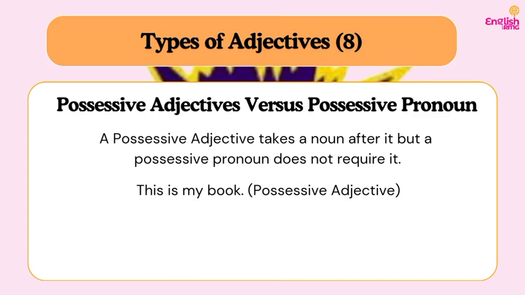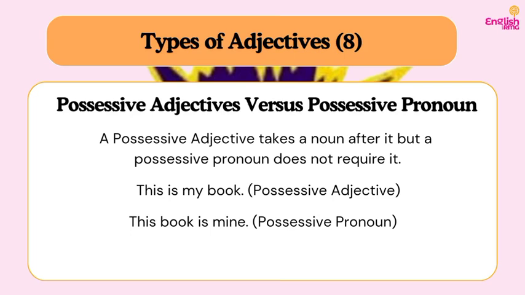So, for example, we have, this is my book. You cannot just stop at mine by saying, this is mine. Your listener is going to know that that sentence is not complete. Do you understand? So, you have to have a noun after a possessive adjective. But if it is a possessive pronoun, you do not need a noun.